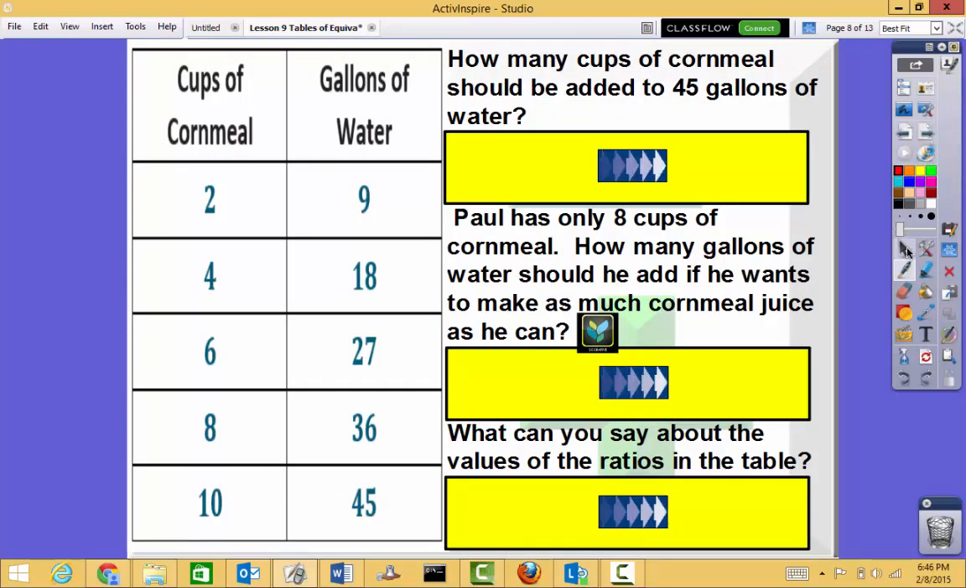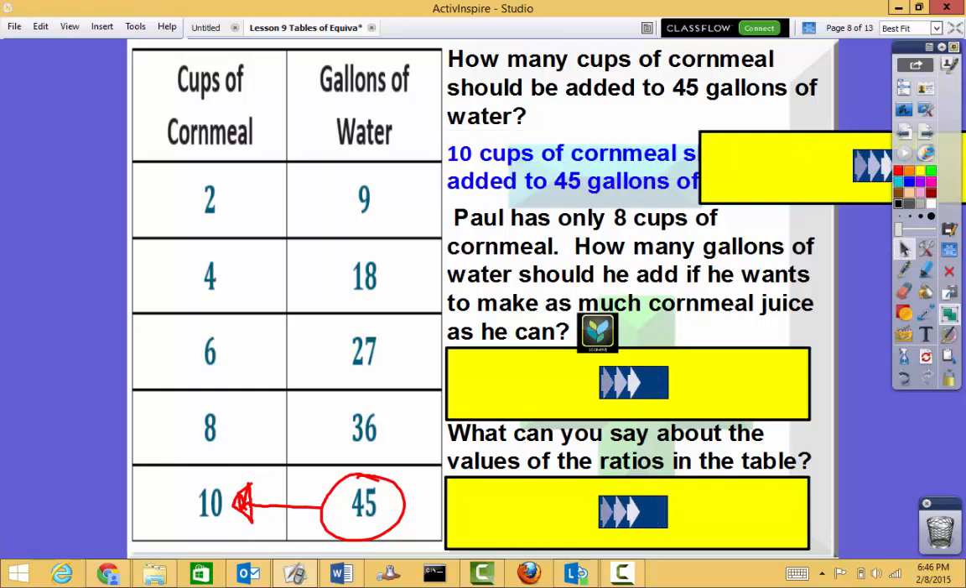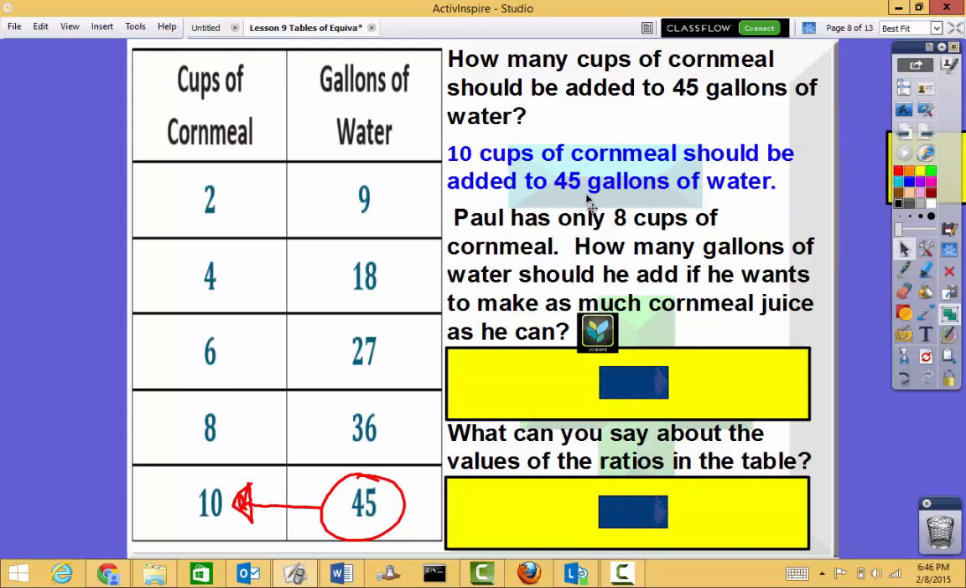Alright, how many cups of cornmeal should there be if I have 45 gallons of water? Well, I look down here. There's my gallons of water. If I have 45, how many cups of cornmeal? Well, I look over here and I see the associated ratio number is 10. So I would need 10 cups of cornmeal if I have 45 gallons of water.